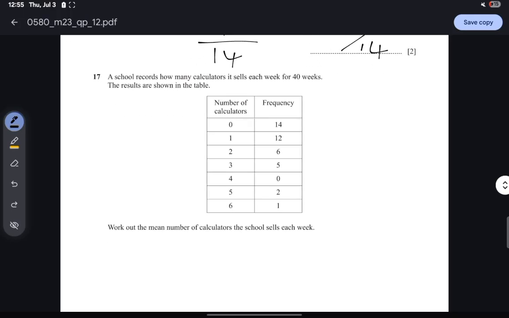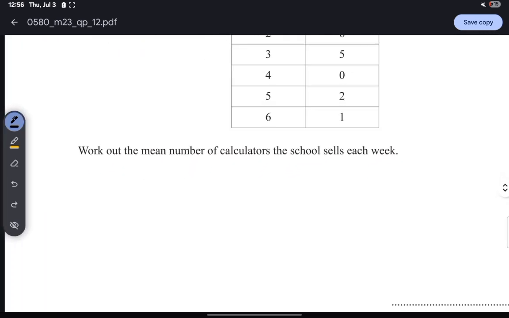There's the table: number of calculators and frequency. Then work out the mean number of calculators the school sells each week. Work out the mean number of calculators that the school sells each week. So for us to work this one out, we're going to use this formula.